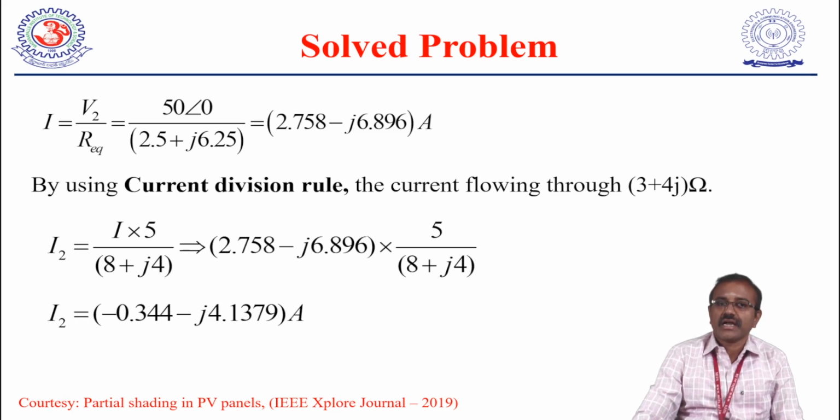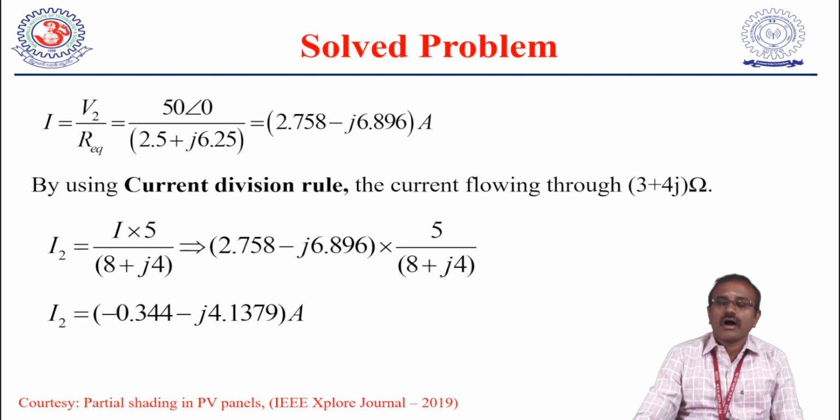By using the current division rule, our final objective is the current flowing through the 3 plus 4J ohms. So I2 is equal to the total current into the parallel 5 ohm, divided by the sum of the resistance and inductance, so 8 plus J4. So this is our total current into 5 divided by 8 plus 4J ohms. Collectively we are getting the answer as minus 0.344 minus J4.1379 amps. So step number 1 and step number 2 are completed.